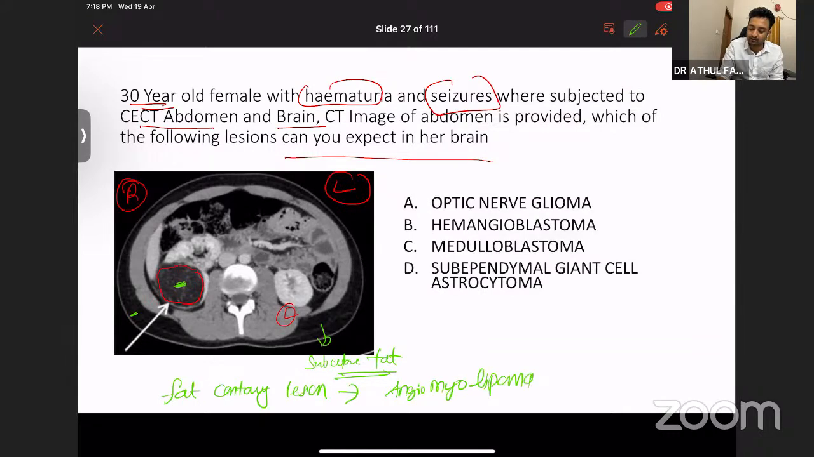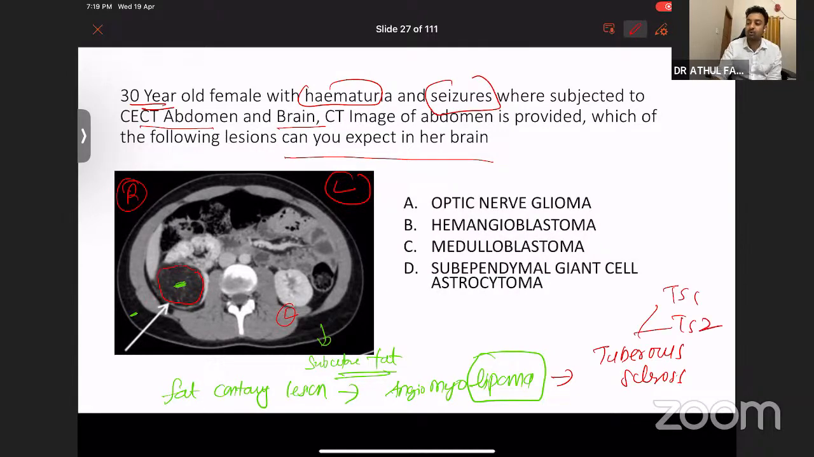angiomyolipoma. The name itself says angiomyolipoma. Angiomyolipoma is a fat containing lesion. So you know which condition is associated with this fat containing lesion. Angiomyolipoma can be seen in a condition known as tuberous sclerosis. There are two types of tuberous sclerosis, TS1 and TS2. You should know all those things. But just remember, angiomyolipoma can be seen in a patient with tuberous sclerosis.